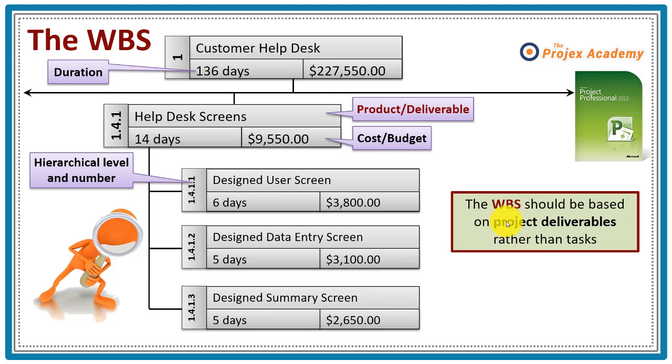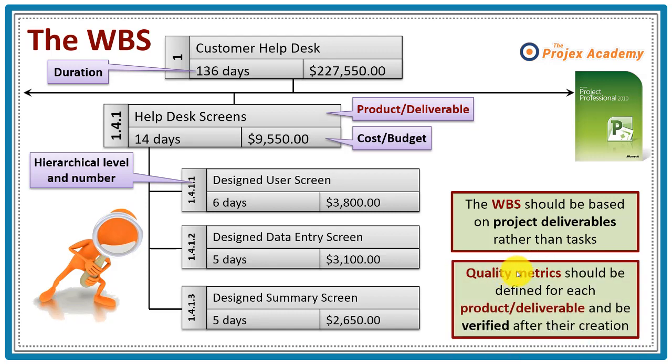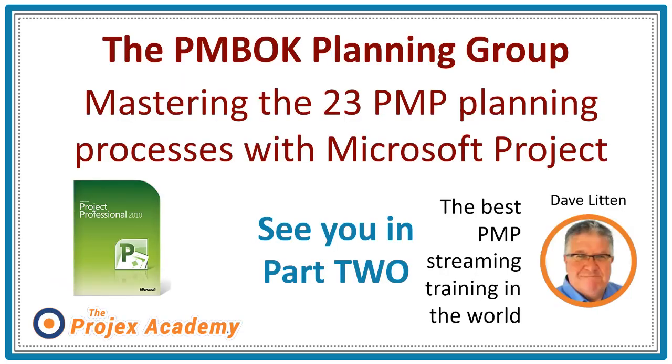So you'll find in the latest PMBOK that the work breakdown structure should be based on project deliverables rather than just tasks. But there's one vital piece missing here that training courses seem to miss, even though it might be covered later. Check out something called the quality metrics. These should be defined for each product deliverable and then go on to be verified after the product has been created. Those quality metrics are often missed out early on, and I want to show you why and how they should be included within planning.